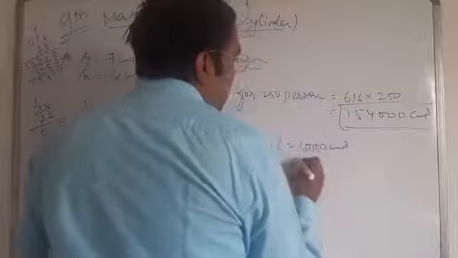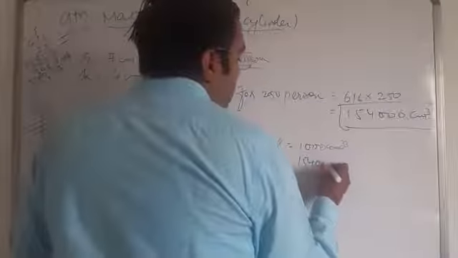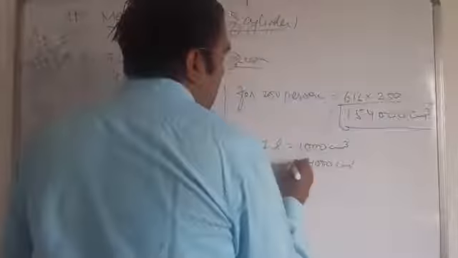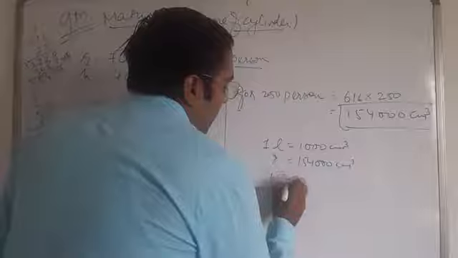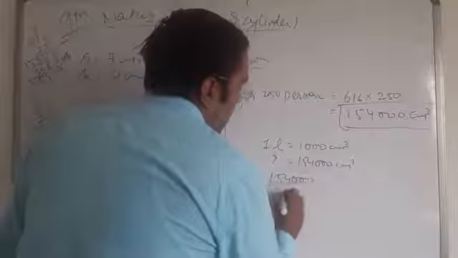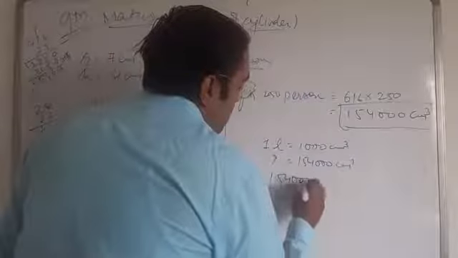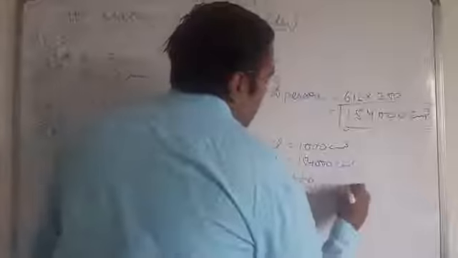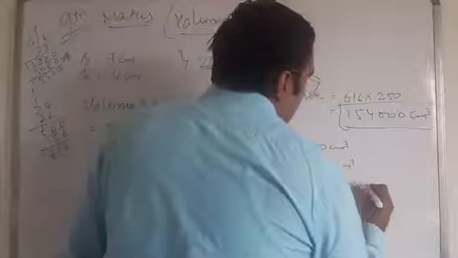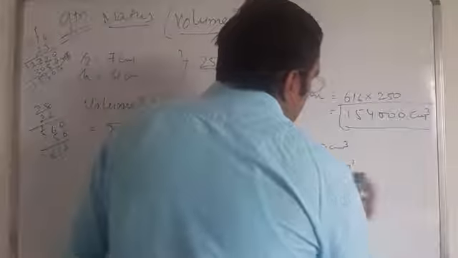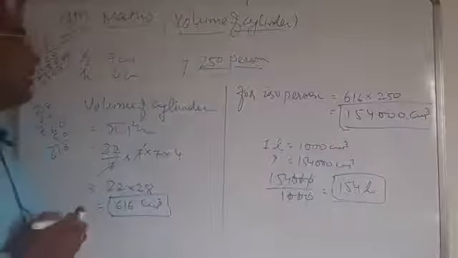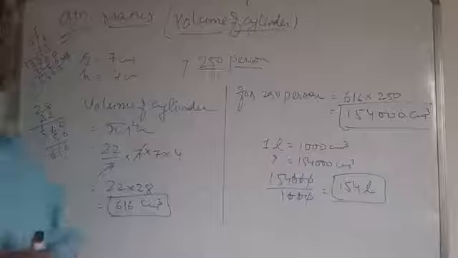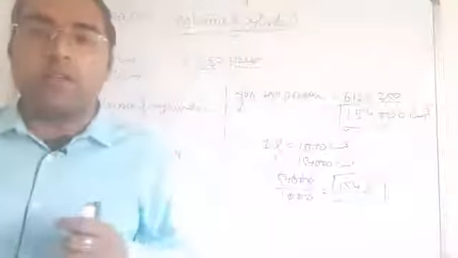So for that, 154,000 centimeter cube, how many liters are required? 154,000 divided by 1000, so the zeros are cancelled out. My answer is 154 liters. They have to require 154 liters of soup. Okay, clear students?